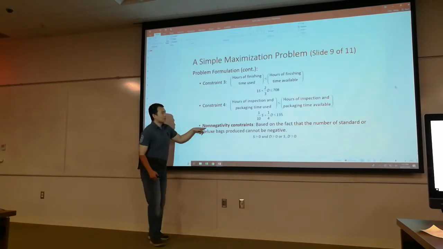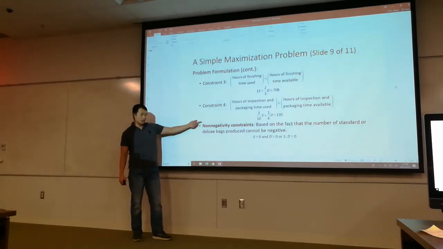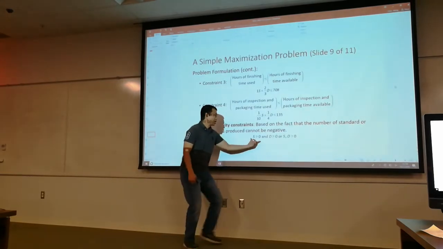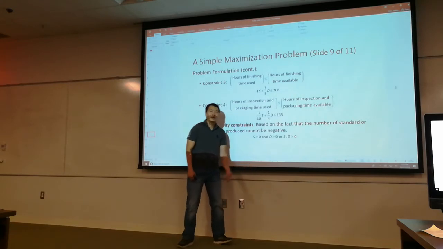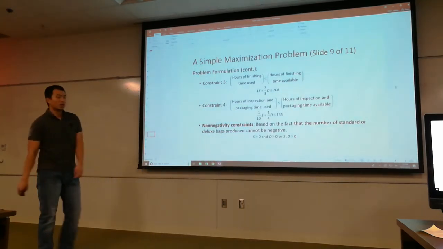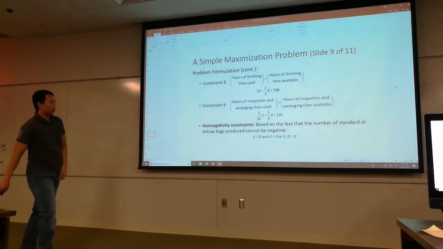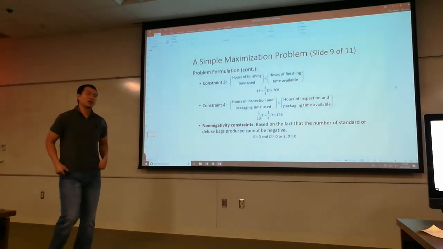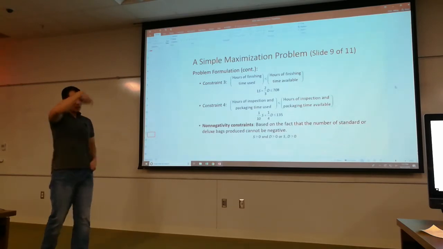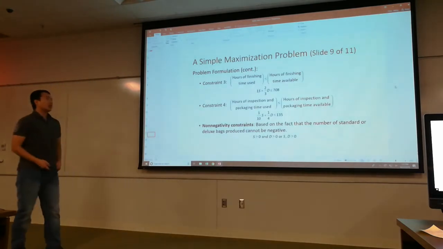Then sometimes we may forget this kind of constraint. So non-negativity constraints. We have to make sure our decision variables are non-negative. So that's the whole model we need to consider.